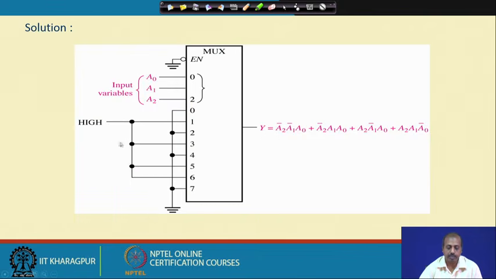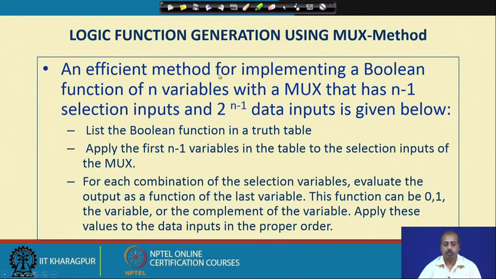That means I have an n variable function, but I will be realizing it using multiplexers that have n minus 1 select lines, that is 2 power n minus 1 data lines. So, what we do is we first make the truth table, and the first n minus 1 variables of the table are connected to the select inputs of the multiplexer, and for each combination of select variables we evaluate the output as a function of the last variable, and accordingly we put 0, 1 or the variable itself.